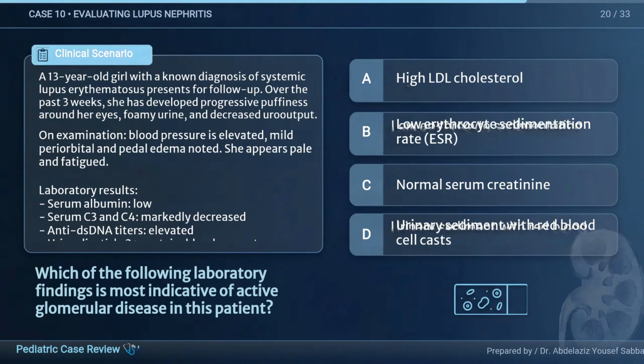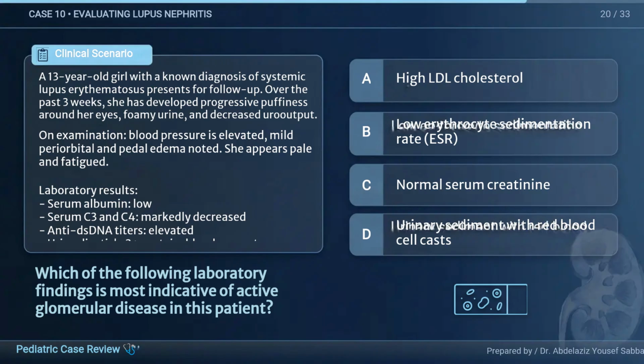Case 10. A 13-year-old girl with known lupus presents with 3 weeks of progressive puffiness around the eyes, foamy urine, and decreased urine output. On examination, blood pressure is elevated, with mild periorbital and leg edema. She appears pale and fatigued. Laboratory results show low serum albumin, markedly decreased C3 and C4, elevated anti-double-stranded deoxyribonucleic acid titers, and urine dipstick with 3+ protein and blood present.